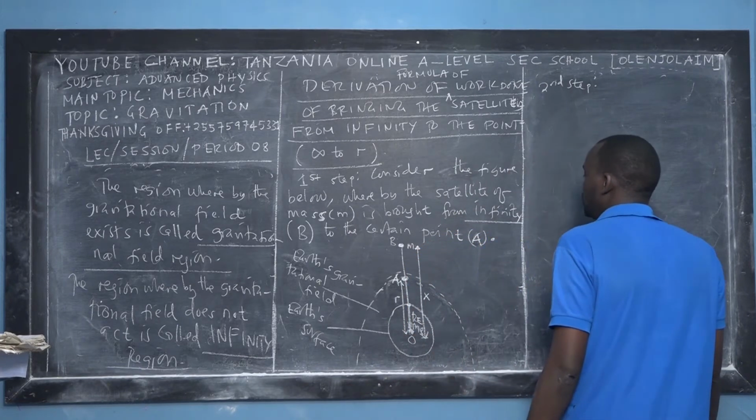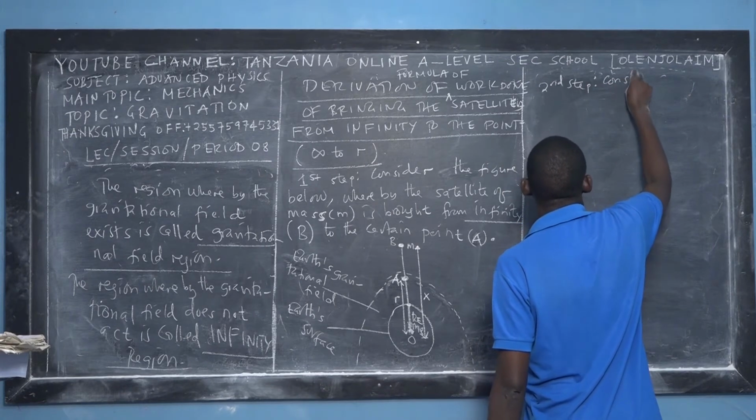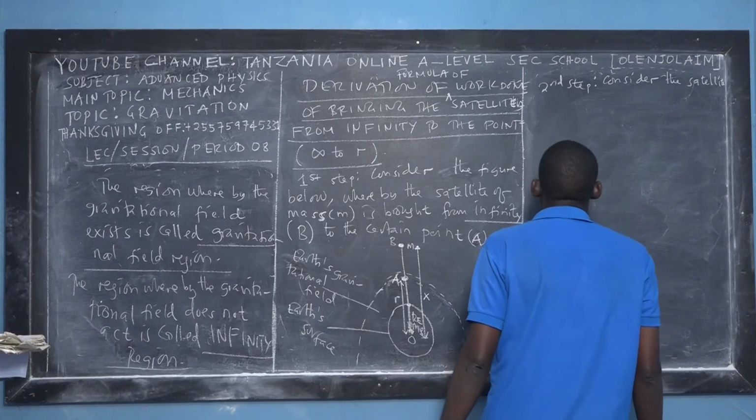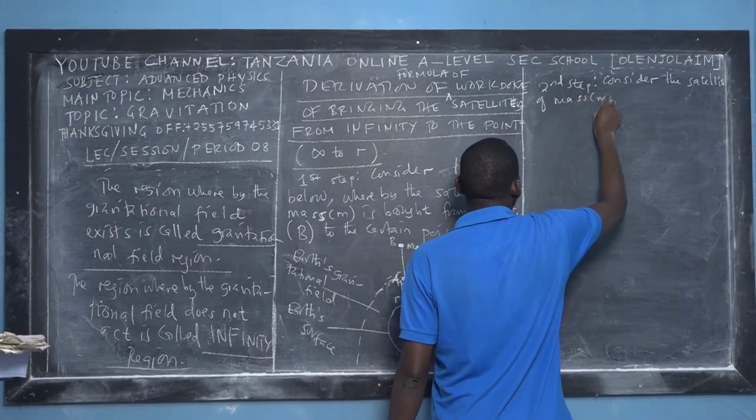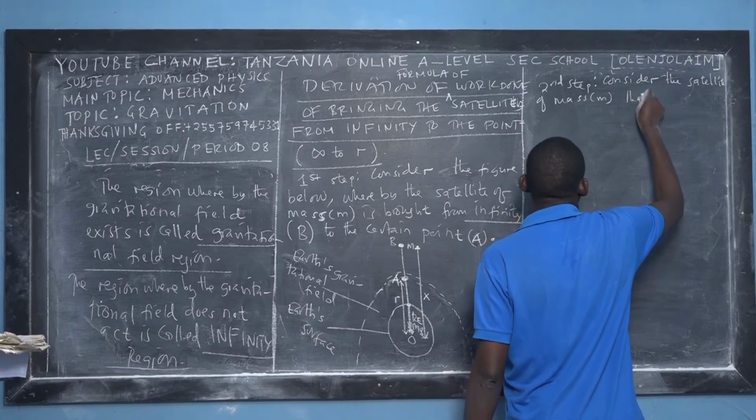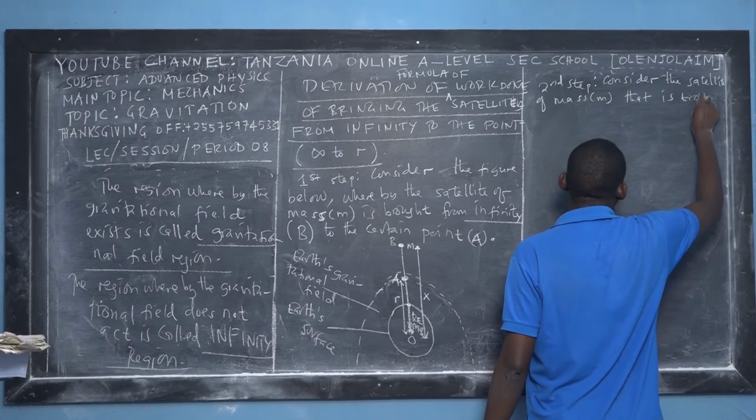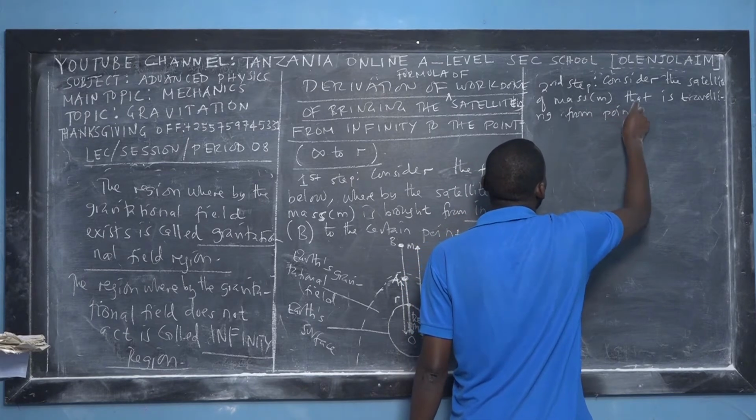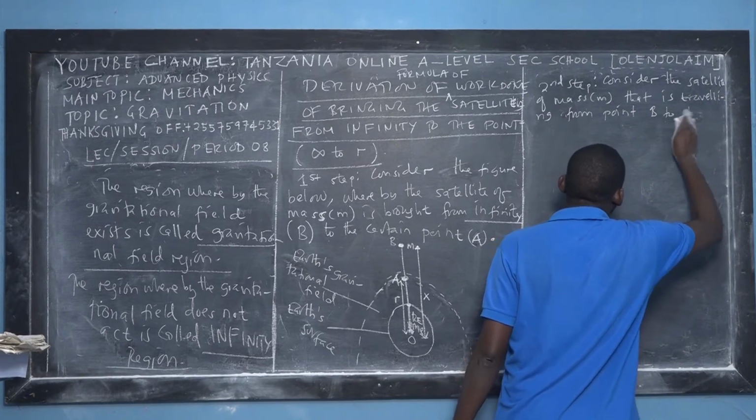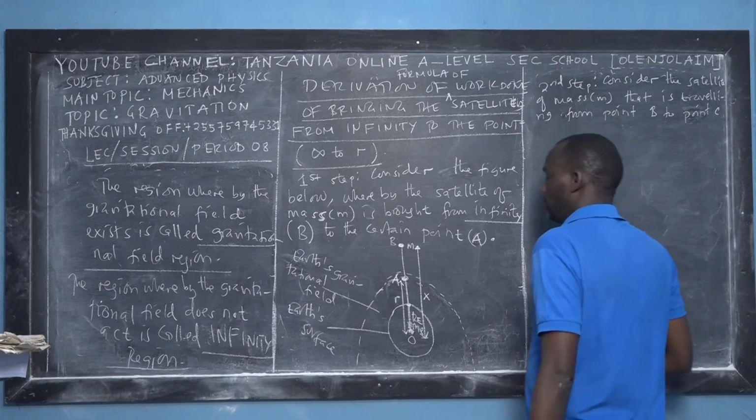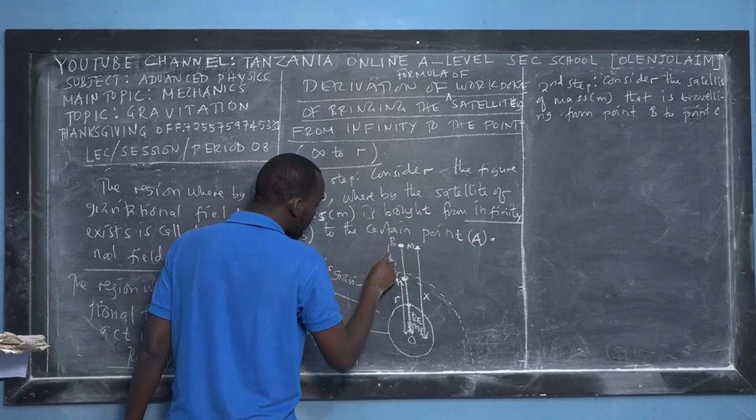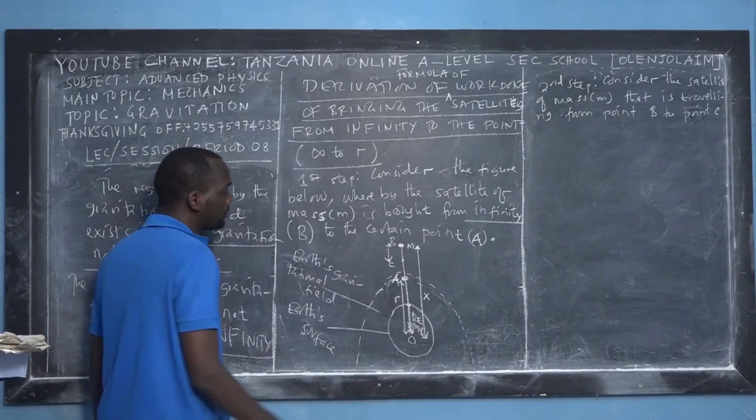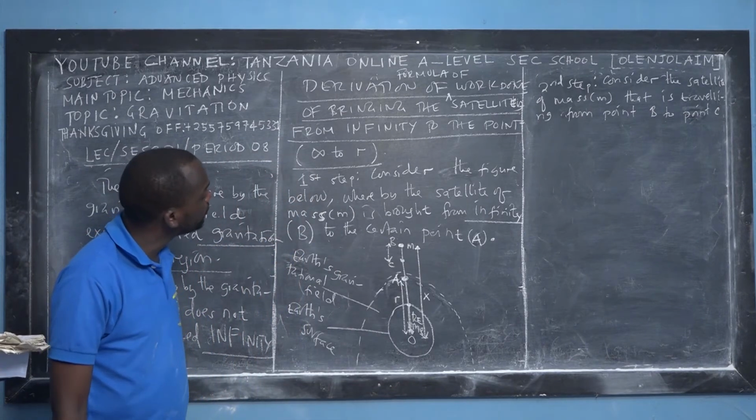In the second step, consider the satellite of mass M that is traveling from point B to point C. Because we want to write a formula for taking the satellite from point B to point A, a lot of joules are required to move the satellite from point B to point A.